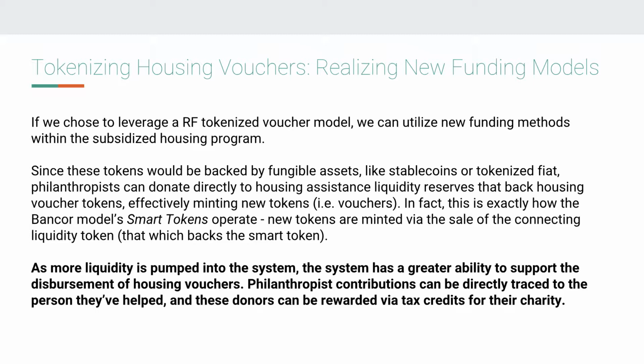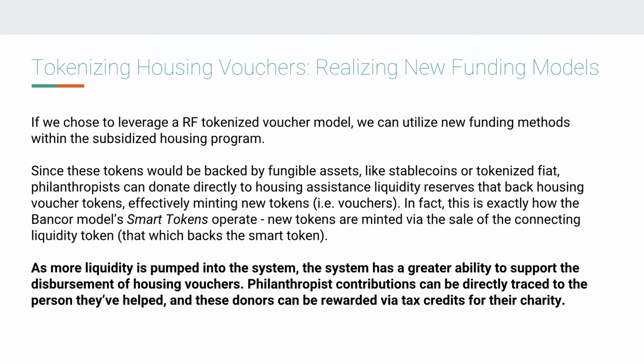So if we deem one non-fungible housing token to be $10, with inflation of, I don't know, 1% over a year, in order for that to be minted, there needs to be 10 DAI tokens submitted to that contract. And this is interesting because it allows different entities to fund the minting of housing vouchers in a way that we haven't seen before. And as more liquidity is pumped into the system, it has a greater ability to support the disbursement of more housing vouchers.